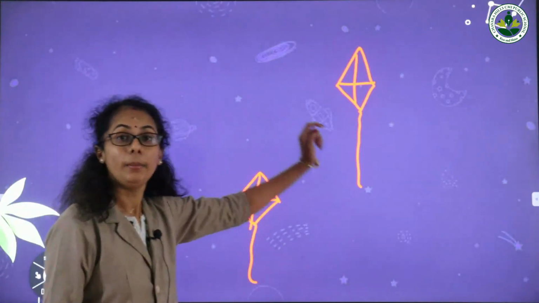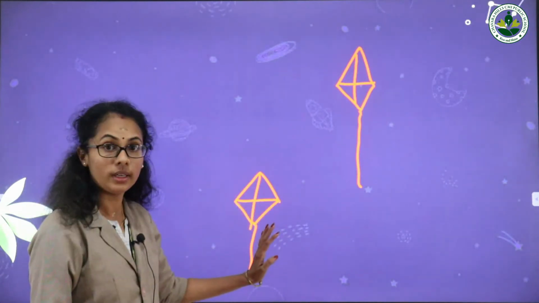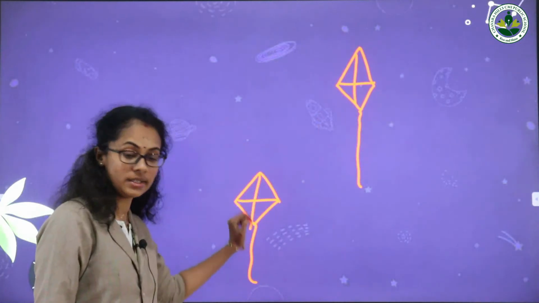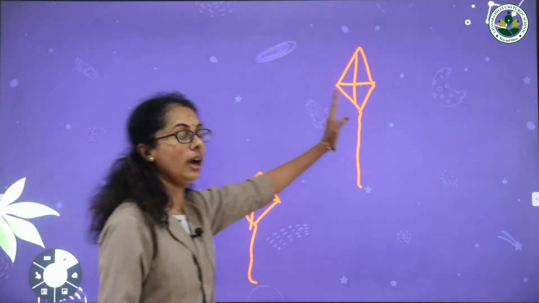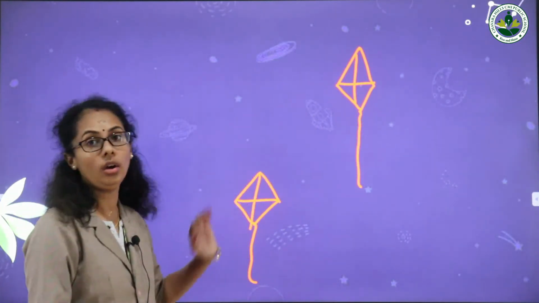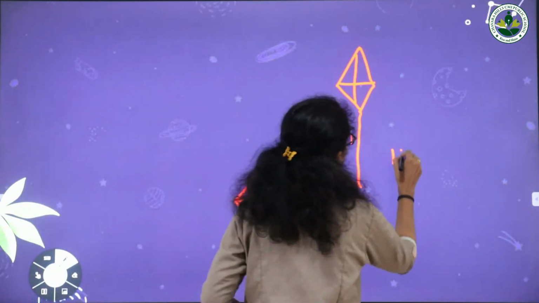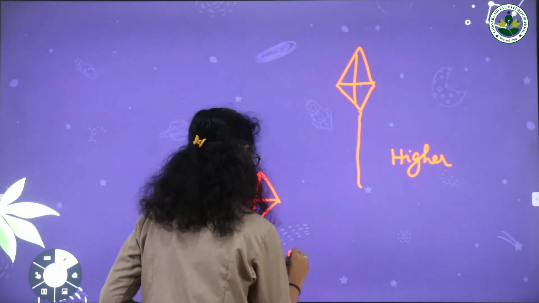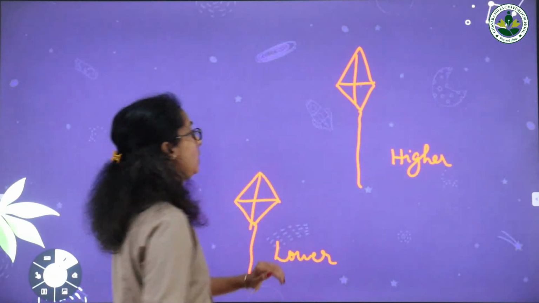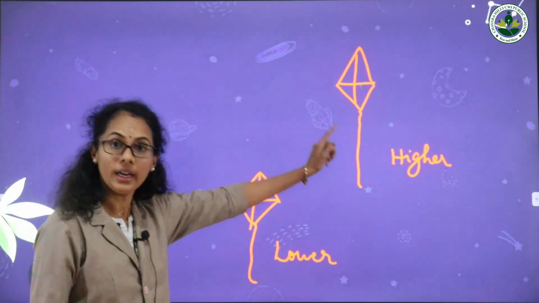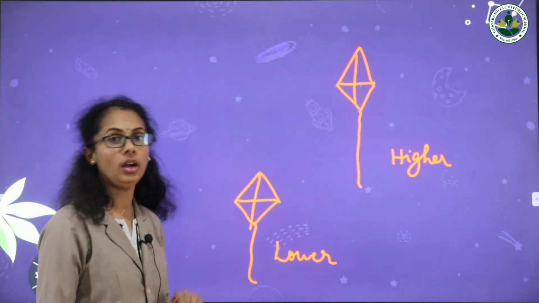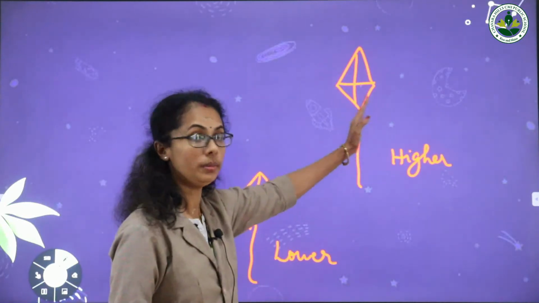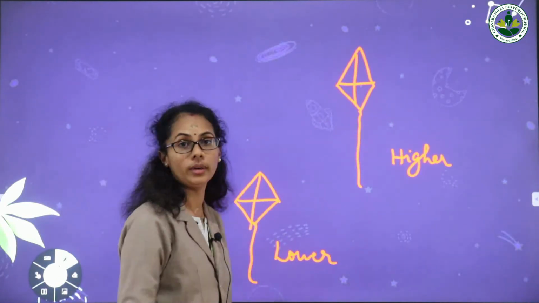Which one is upper and which one is lower? This is higher and this is lower. This is the highest one, this is the lowest one. Higher means top, and this is lower.